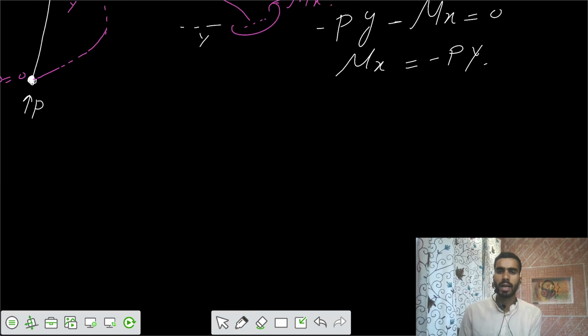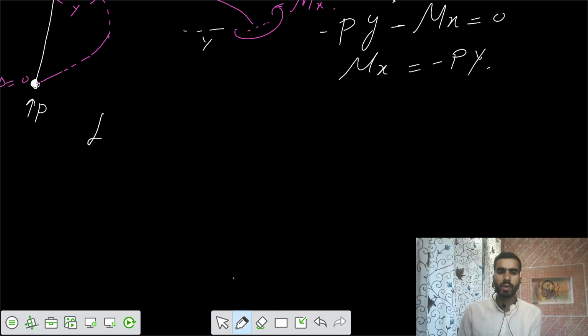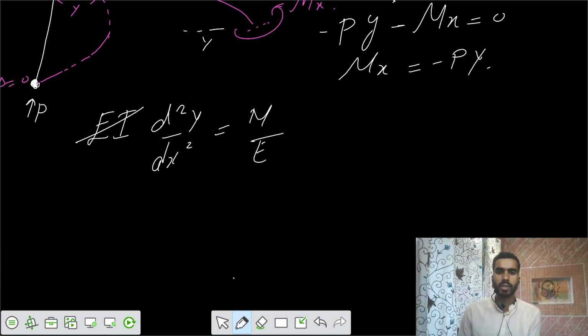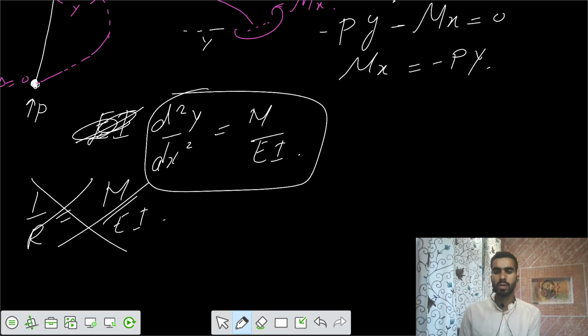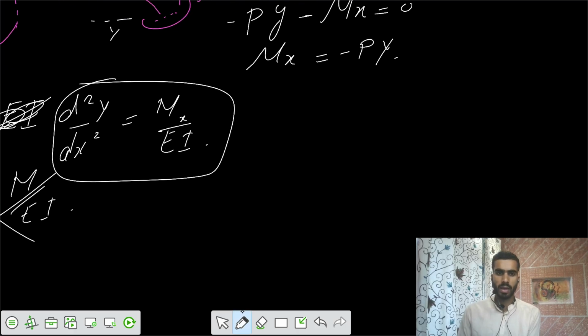And if I write that equation, we have the general equation EI d2y by dx2 equals M. Do you know this equation? That curvature of the beam is M by EI. So if I use that equation, Mx by EI, similarly I would write minus Py by EI.